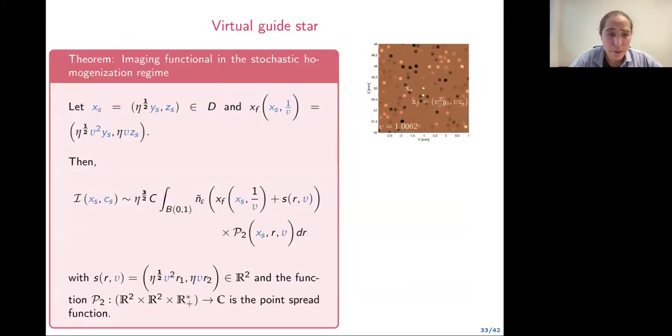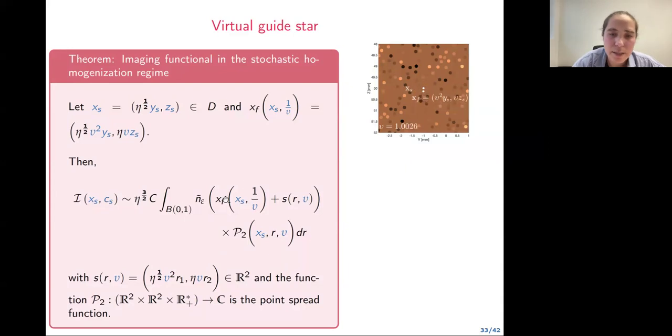So now we can express the imaging function at a point xs in our domain. So we take xs in D and we compute the imaging function at xs for a backpropagating speed cs. Okay, and you can approximate it by this. So what you get is a convolution between the random contrast and a PSF over a small area. Only a small area around the point xf contributes to your image at xs.